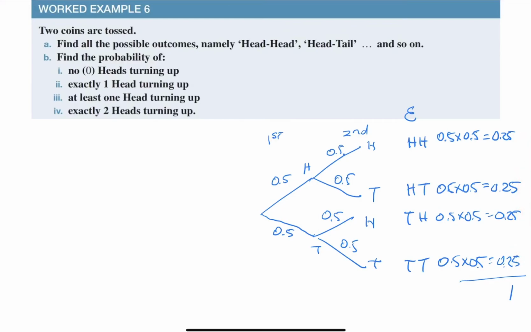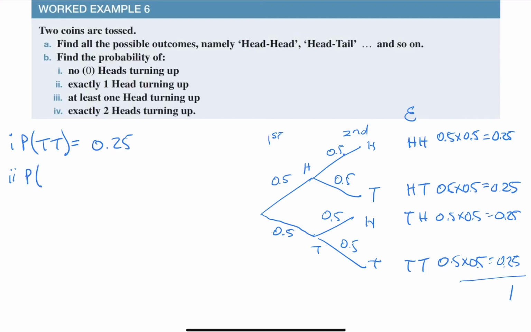Now they're going to say find the probability of no heads turning up. If there's no heads turning up, we can look: there's a head, there's a head, there's a head, there's no heads. So the only time it can happen is if there's 2 tails. So the probability of getting 2 tails equals 0.25. That's 1.